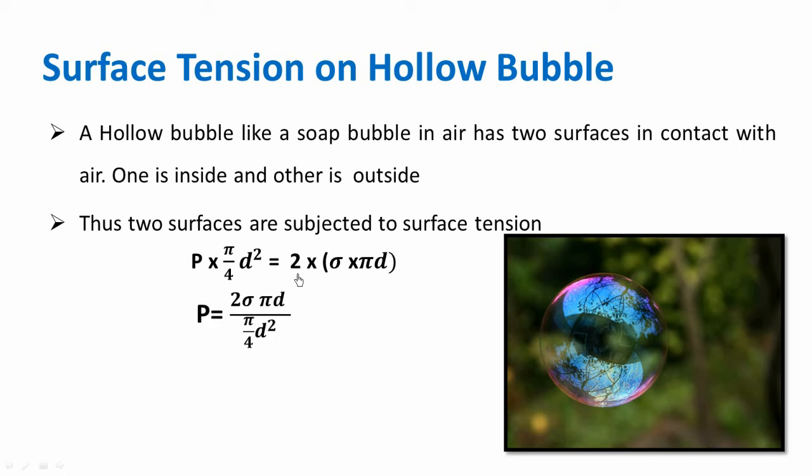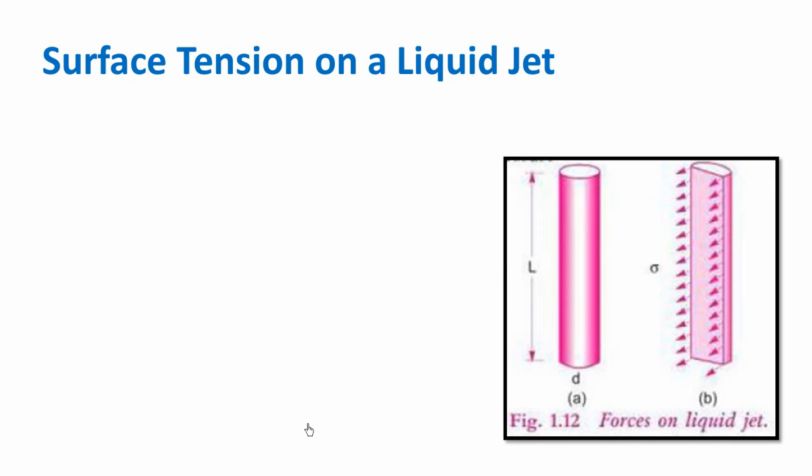By simplifying, P equal to 2 sigma into pi d by pi by 4 d square. Pi gets cancelled, one d gets cancelled, then we get P equal to 8 sigma by d. So P equal to 8 sigma by d is the relation between pressure force and the surface tension for the hollow bubble. Then similarly, surface tension on a liquid droplet.